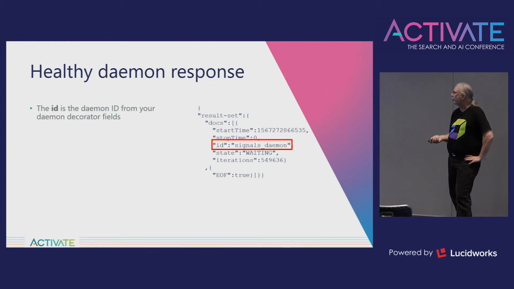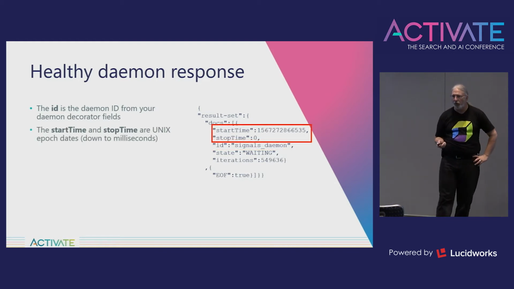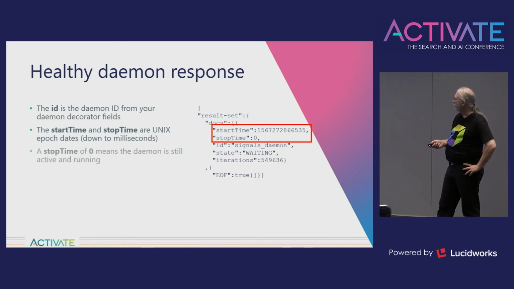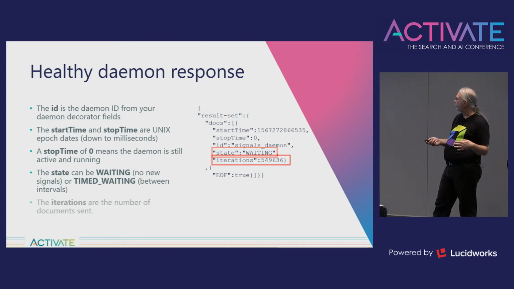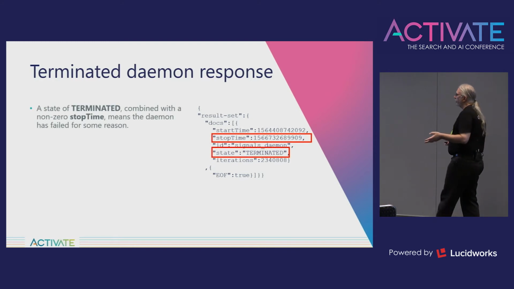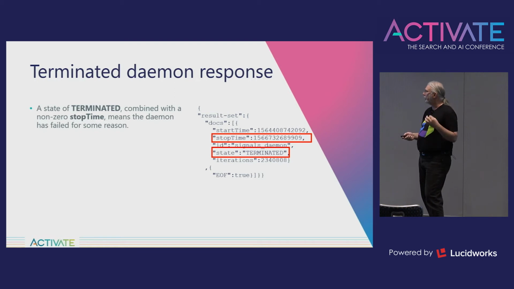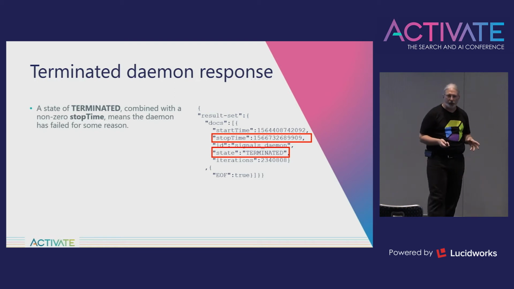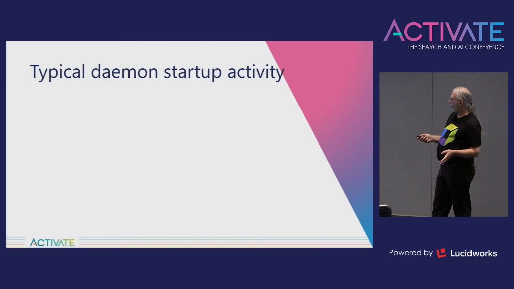Now, what do we have going on here? There's the ID of the signals daemon. Here are some Unix epoch numbers for the start and stop time. Stop time of 0 means the daemon's still running. You have a state, waiting and timed waiting is what you're generally going to see. And the number of iterations is how many documents have been passed. A state of terminated, this is a terminated response. A state of terminated and a stop time means the daemon has failed for some reason. And we'll talk about responding to this pretty quick here.